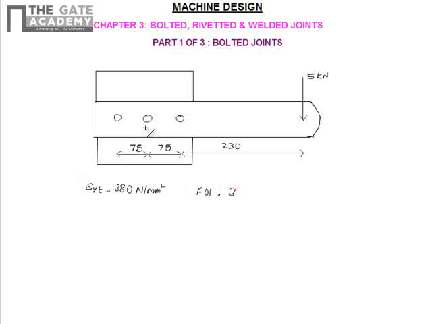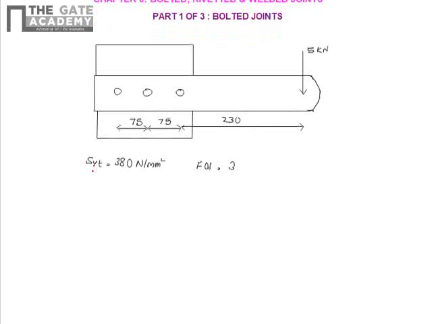Now how do we solve this problem? To start with, what will be the primary shear force? Primary shear force P1 dash will be equal to P2 dash equal to P3 dash. So we will mark this as 1, this as 2 and this as 3. So P1 dash is equal to P2 dash is equal to P3 dash is equal to P by 3. That will be equal to 5000 divided by 3.